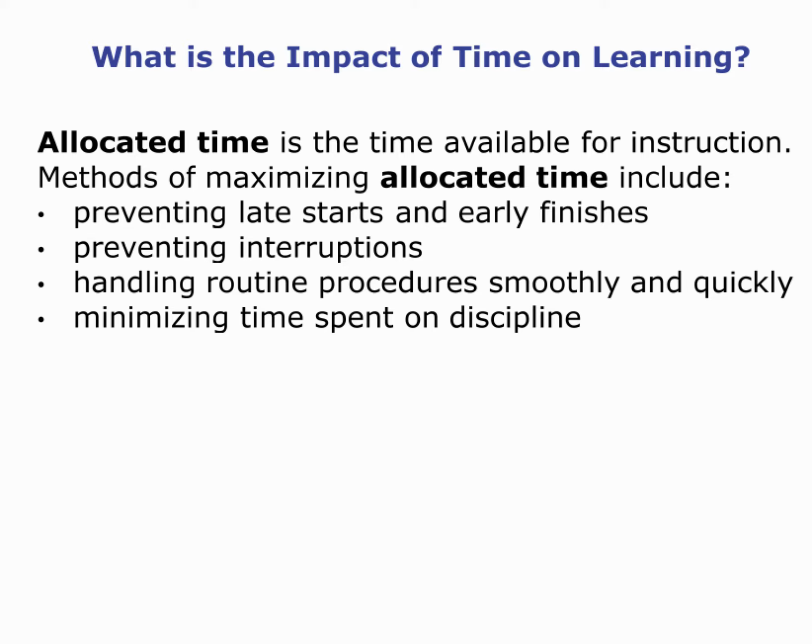One of the first things that principals are going to look at is the impact of time on learning. How much time have you actually spent teaching children? Allocated time is the time available for instruction. Some of this is out of your control, but most of it is in your control. A method for maximizing allocated time is preventing late starts and early finishes.